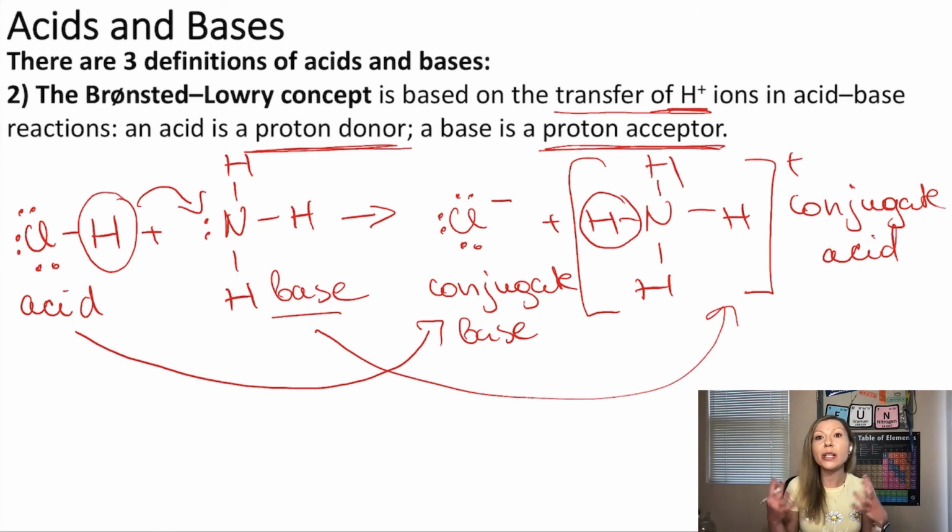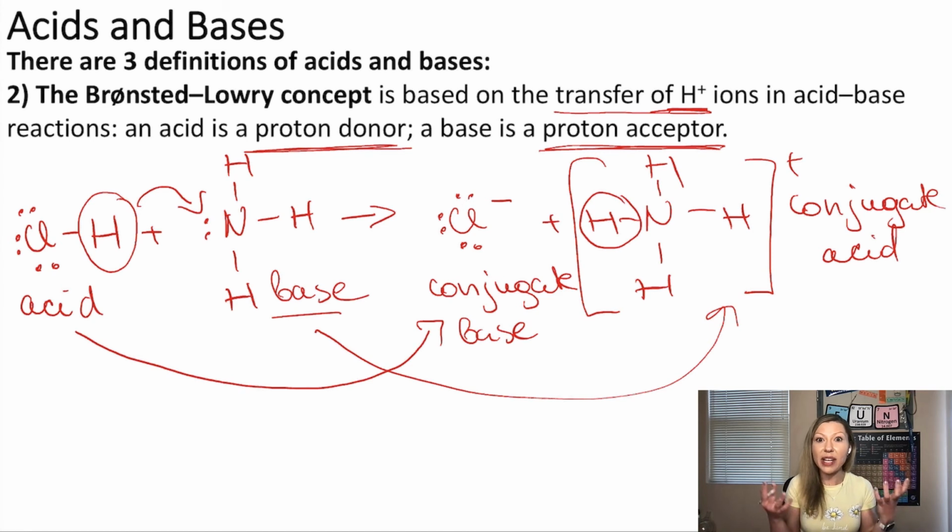Now, it's important to realize that all Arrhenius acids and bases are also Brønsted-Lowry acids and bases, but not all Brønsted-Lowry acids and bases are Arrhenius acids and bases, because the Arrhenius concept is limited to only aqueous solutions.